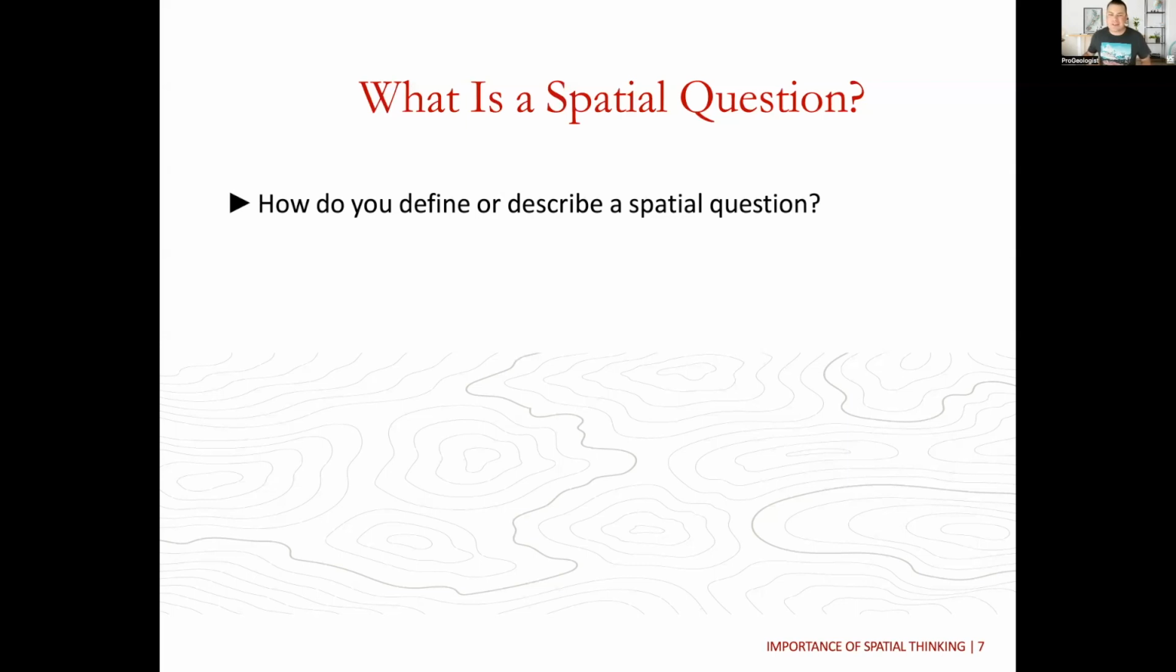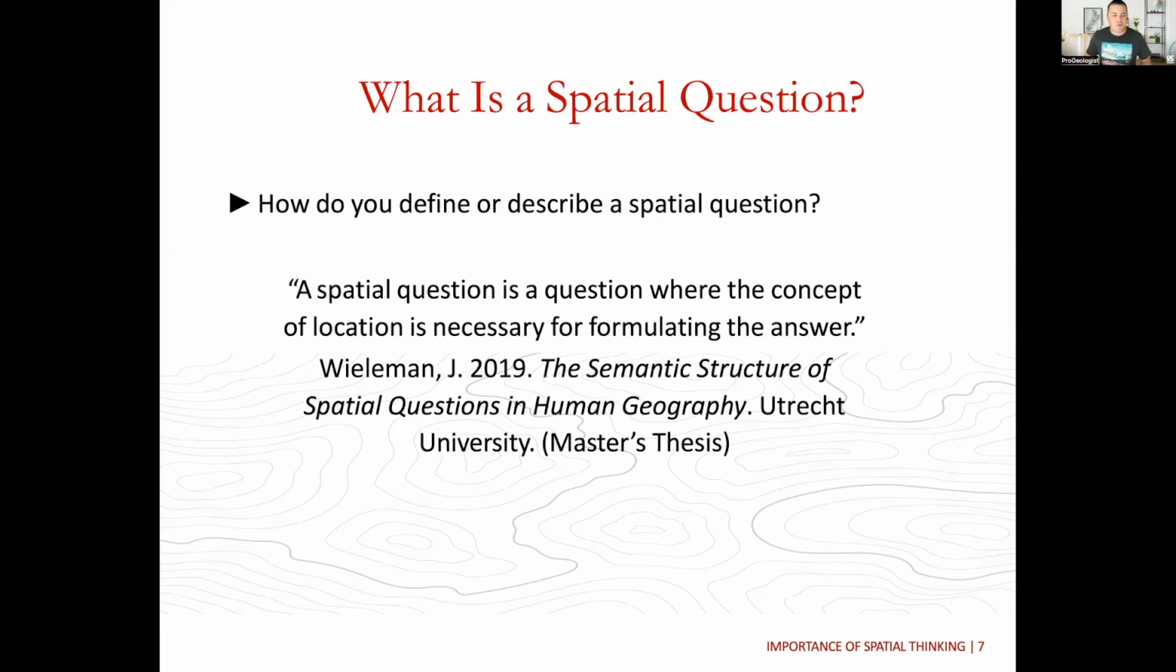One way that we could really concisely summarize this concept of spatial questions is put forward by Williman in their publication, or their thesis that got published, The Semantic Structure of Spatial Questions in Human Geography. Within that publication and thesis, it's quoted, "A spatial question is a question where the concept of location is necessary for formulating the answer." So if you think about it, spatial questions require location, knowing where one is in time and space. And so all those things pertain to us day to day.